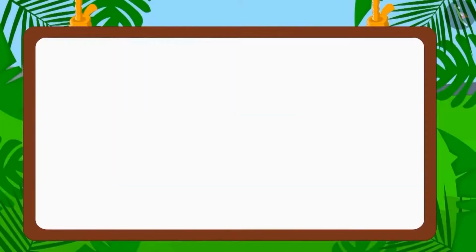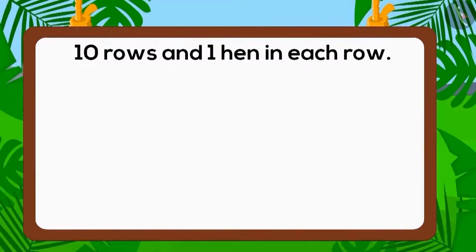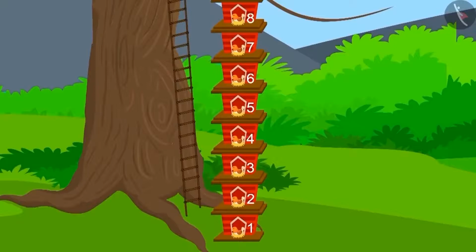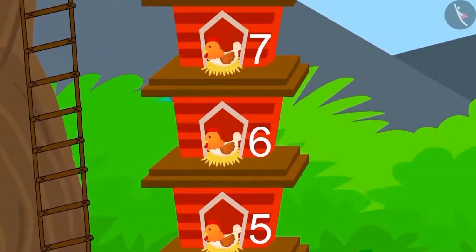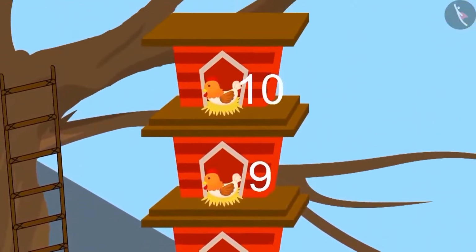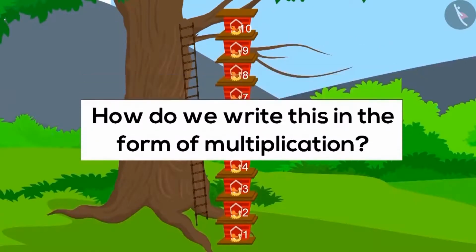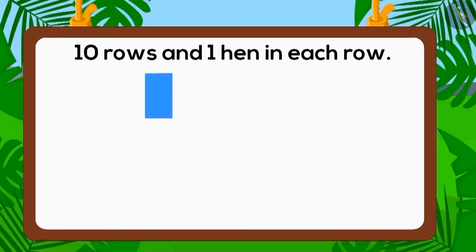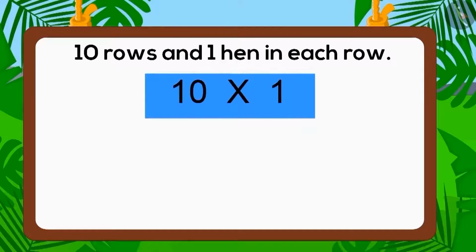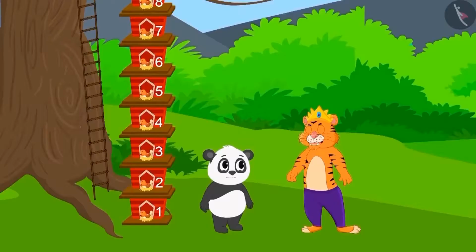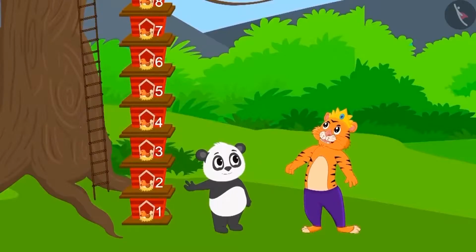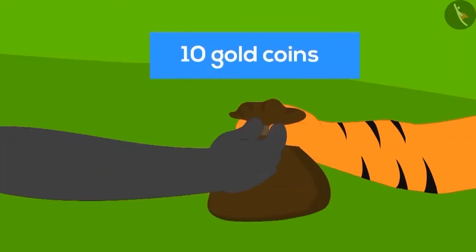In the house built by Golu, there were 10 rows and each row had one hen. This way, every row had an equal number of hens. Now, was the total number of hens in Golu's house 10? How will we write it in the form of multiplication? 10 multiplied with 1. 10 multiplied with 1 is 10. Golu had built the house perfectly. The king gave 10 gold coins as the prize.